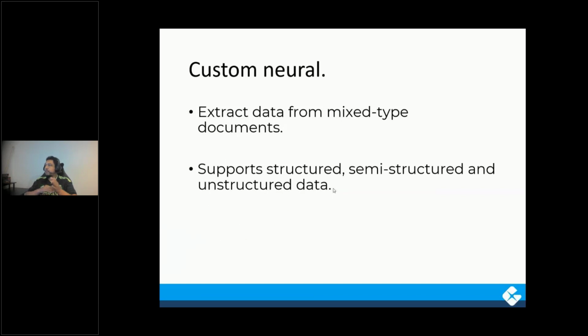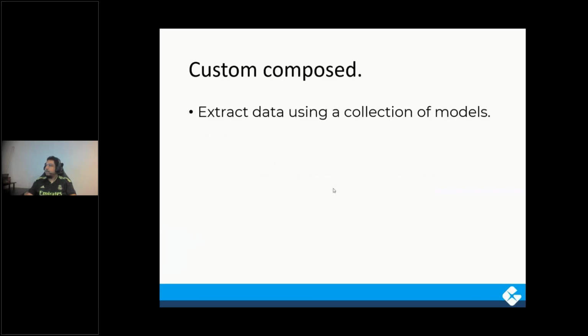Custom neural model, so it extracts data from mixed type documents. In this case, you can feed it different formats, different templates for the documents. If you're going to analyze different formats, different types of documents, you probably want to go with this one. It supports structured, semi-structured, and unstructured data. So if you just have a whole bunch of formats, a whole bunch of documents, and they don't follow any of the other pre-built formats, then you can build and train your own model with samples of those documents. We're going to walk through that in a little bit.